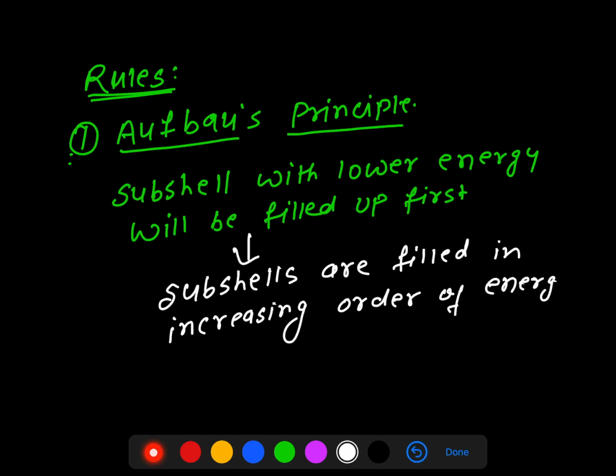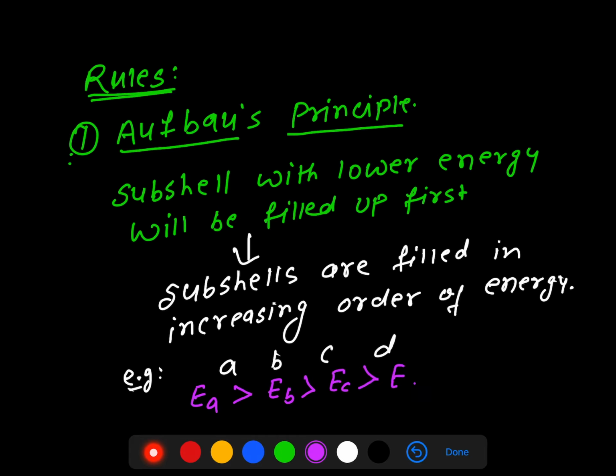That means you will be filling the lower energy subshells first, then only you will be filling the higher energy subshells. So for example, let's take an example. Suppose that A, B, C and D are four subshells. Suppose that energy of A is greater than energy of B is greater than energy of C, and D is having the lowest energy, right? So according to the Aufbau's principle, the first subshell that you're going to fill should be D. The subshells will be filled up in increasing order of energy. That means the lowest energy subshell will be filled up first.